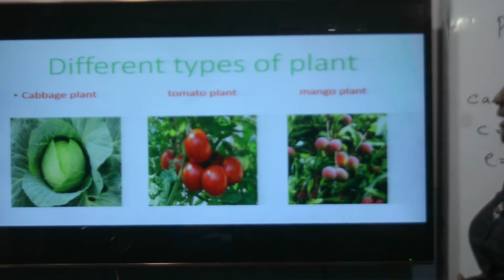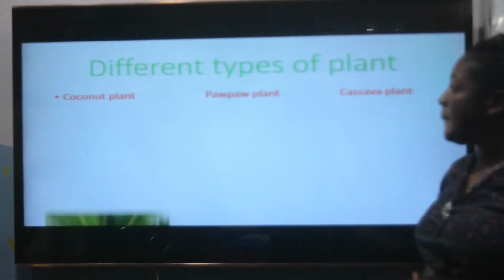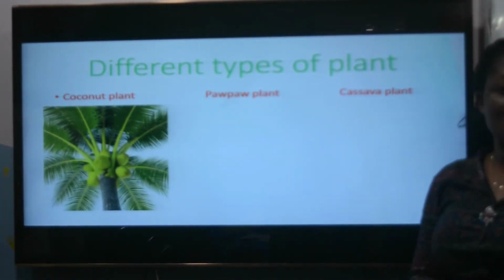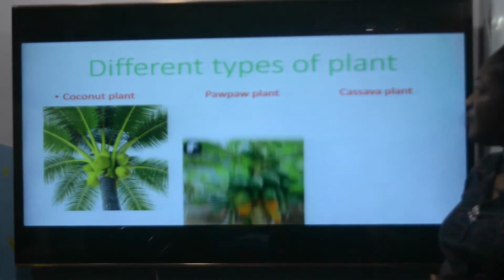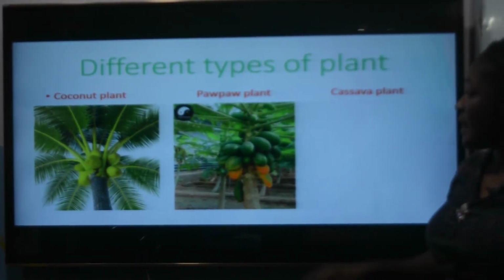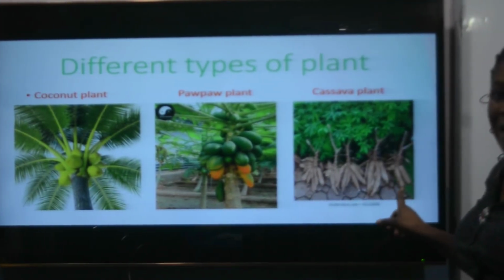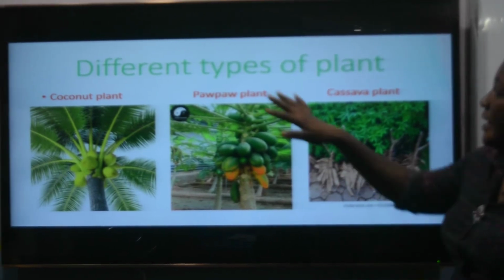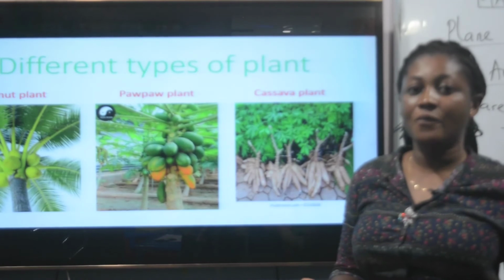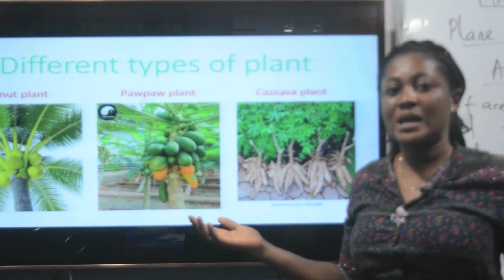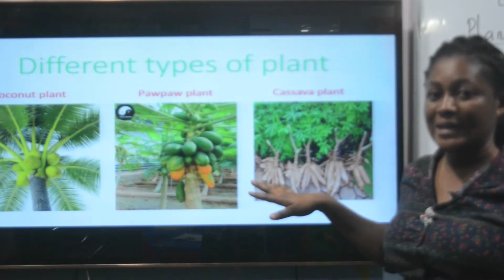The next one is coconut plant. Have you all seen coconuts before? So this is a coconut plant. We have pawpaw plant, and the last one is cassava plant. These are some of the different types of plants we have. We have plantain plants, all of them. At our level, this is what we are learning, okay?